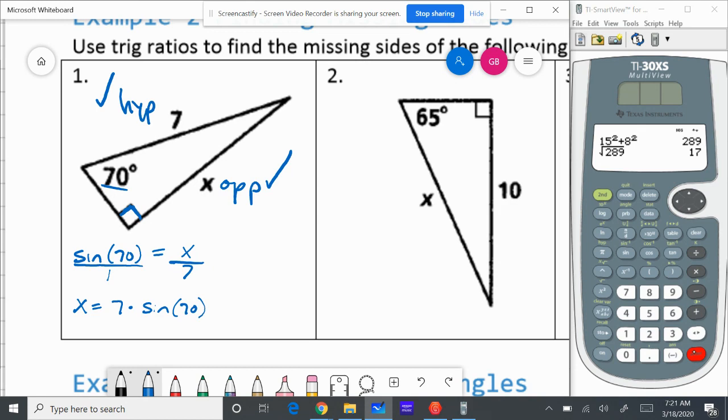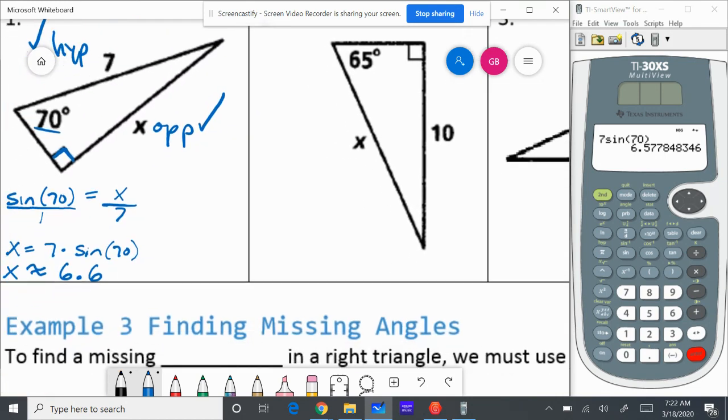Remember, do not multiply the number inside the trig ratio with the number in your equation. That's not allowed. First, you multiply 7 times the sine of 70, because sine of 70 is its own number. Let's do 7 sine 70. So x is approximately 6.6.